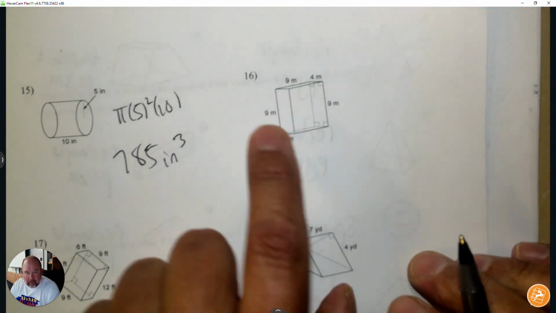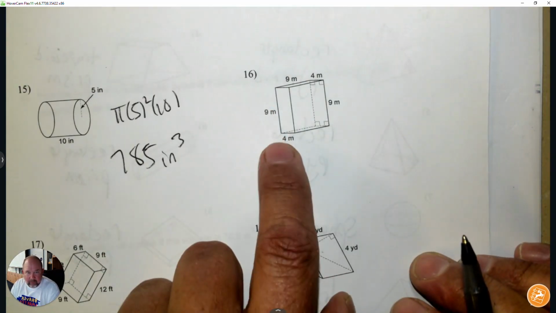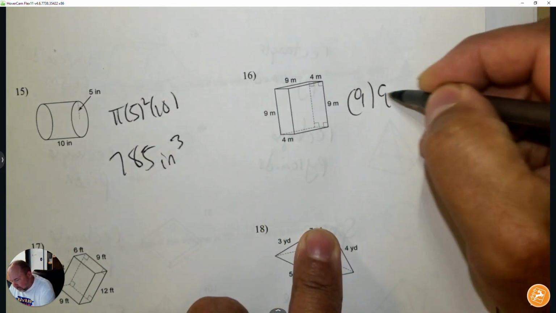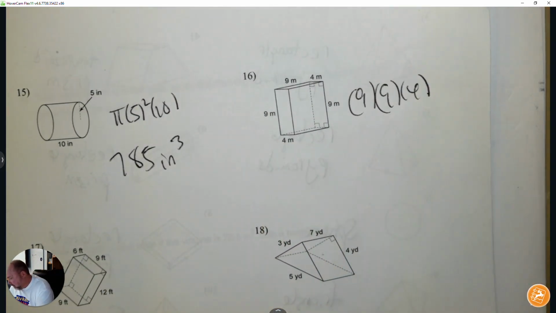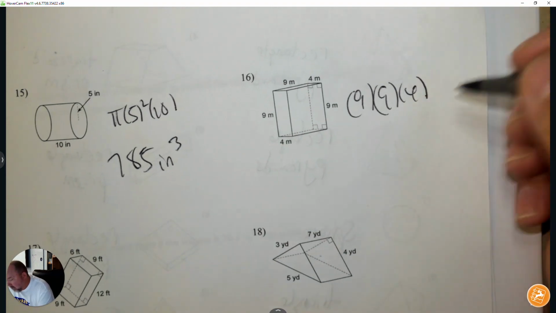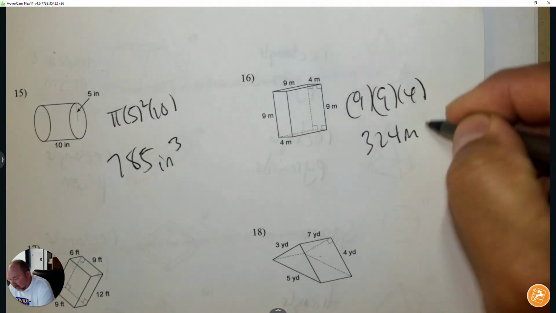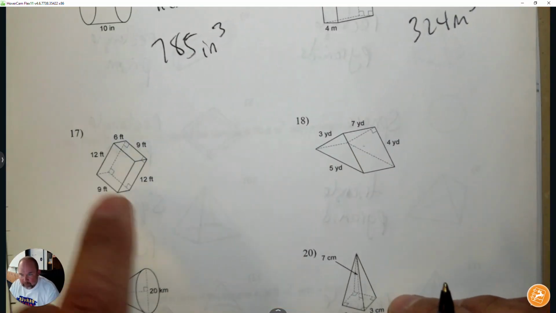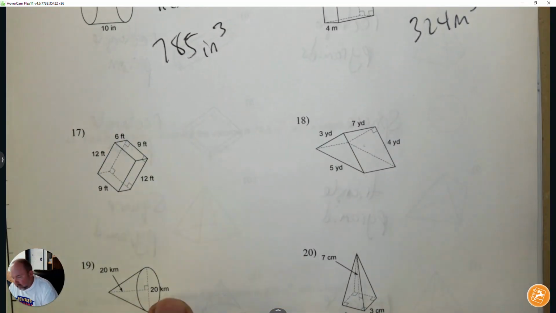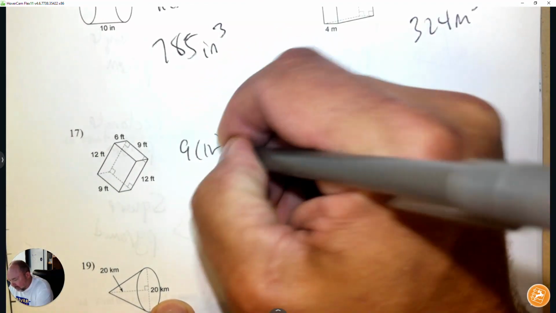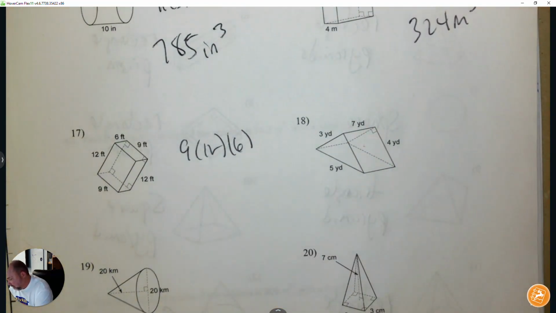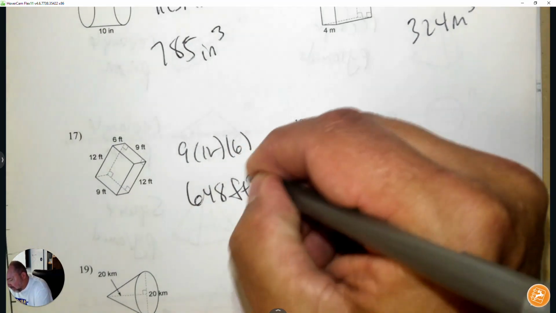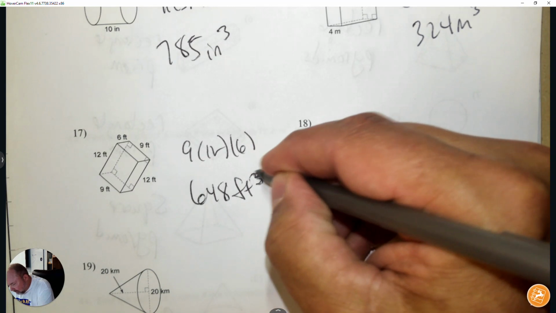Again, a prism, multiply each one together. So 9 times 4 times 9. So there's 2 9s there, and 1 4. So do that. You get 324. And again, that's meters cubed. Same thing again, a box, a rectangle prism, multiply each one together. So 9 times 12 times 6. That's 648, and that's feet cubed, a little 3.